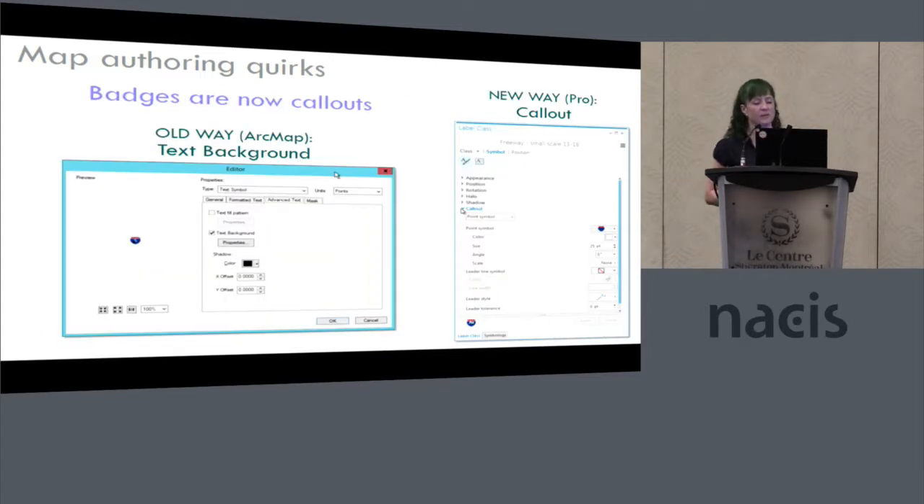Badges. Previously in ArcMap, they were buried under something called text background. In ArcGIS Pro, they're buried under callout. Took me a while to find that.